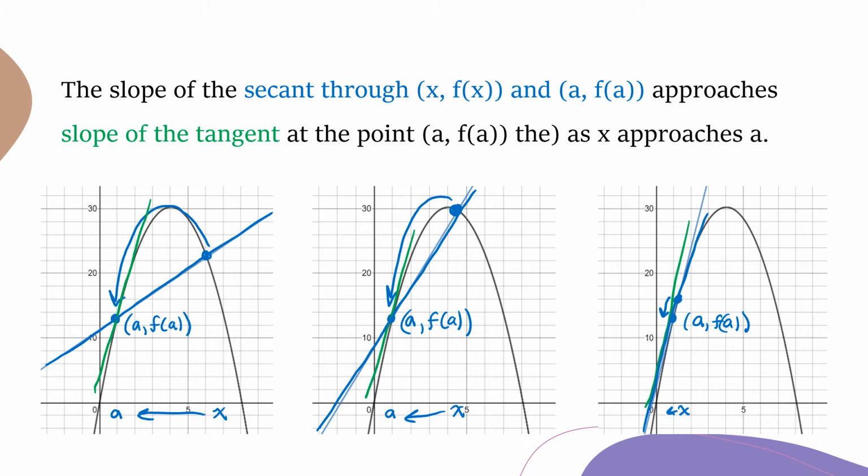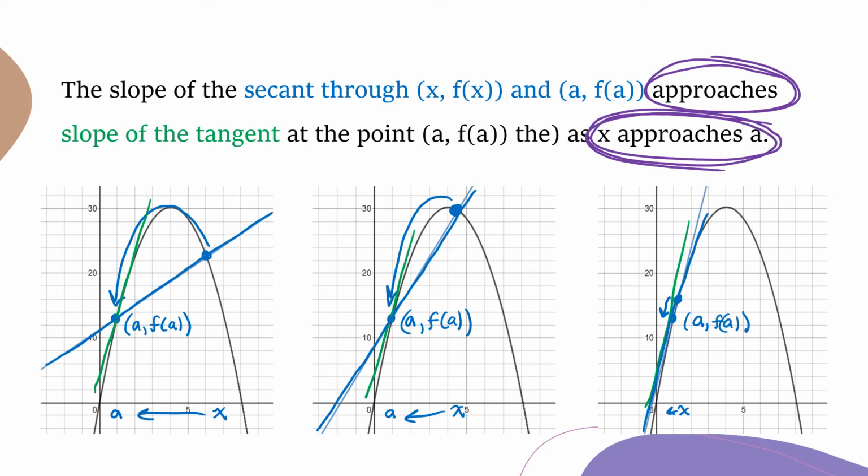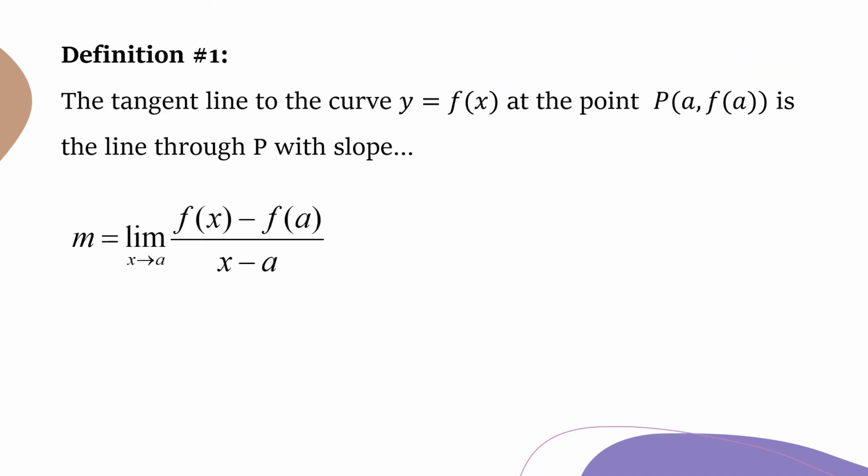And we've talked a lot about this approaching thing, especially as x approaches a, which means that we might be able to find some sort of limit definition of the slope of this tangent line. So the tangent line to the curve y is equal to f of x at the point P, a, f of a, is the line through P, so through that point a, f of a, with the slope m equal to the limit as x approaches a of f of x minus f of a over x minus a.